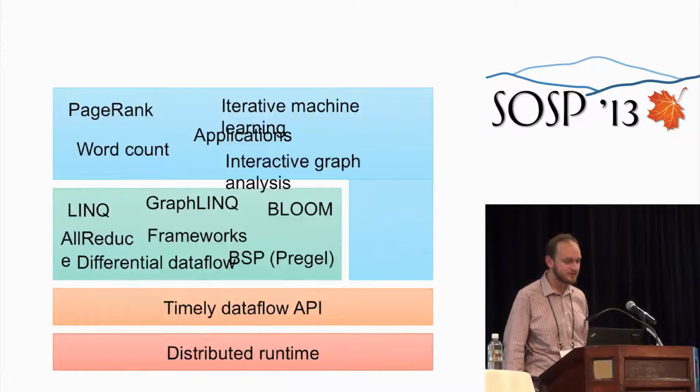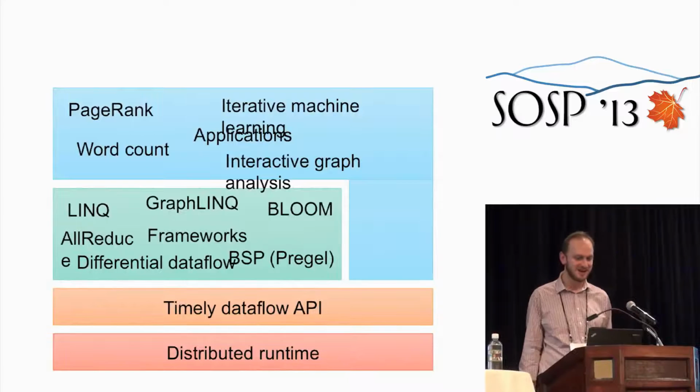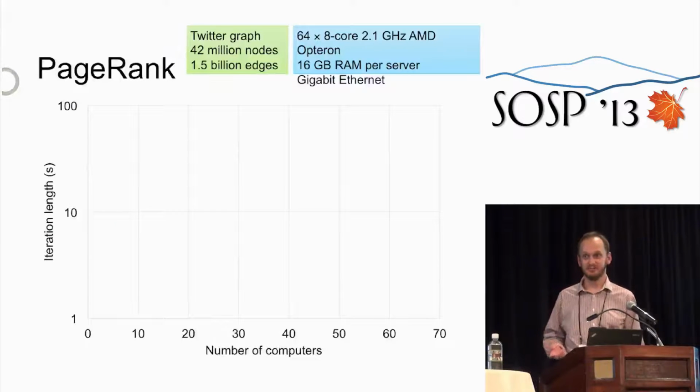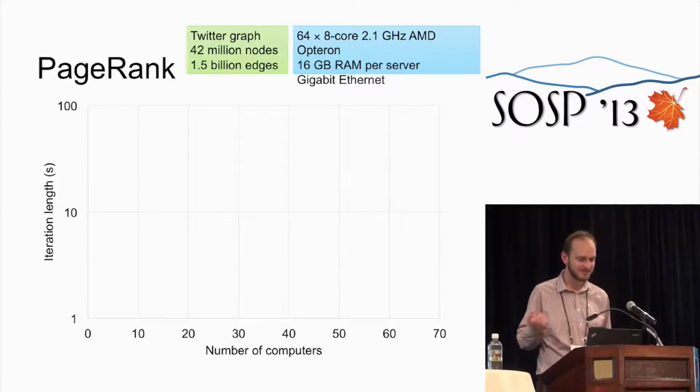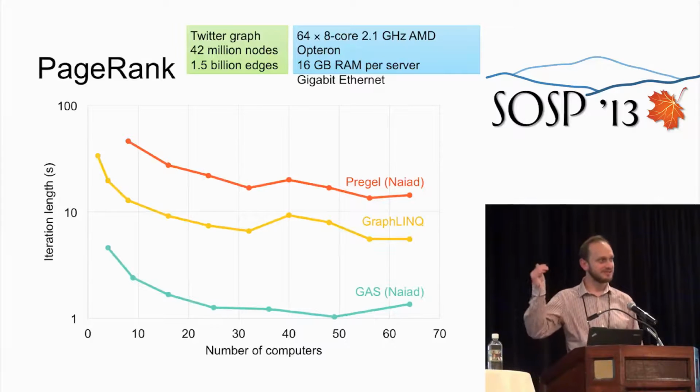So I'll talk briefly about two of the applications we built. The first one is a variety of PageRank. And the other one is going to be the interactive graph analysis that I used to motivate the work. So for PageRank, we took the Twitter graph, which is used in a number of graph processing frameworks' evaluations, and looked at how different frameworks processed it on up to 64 machines. And this goes from most general to least general framework.